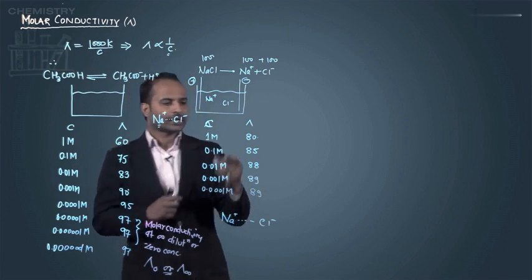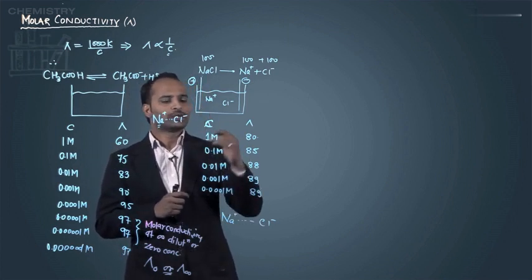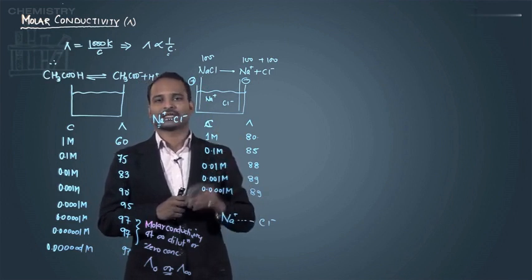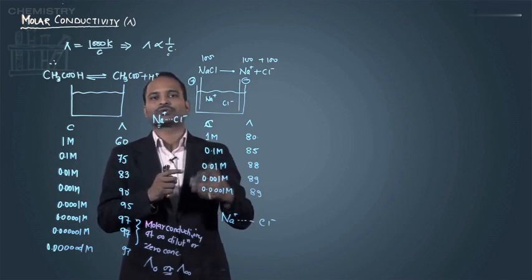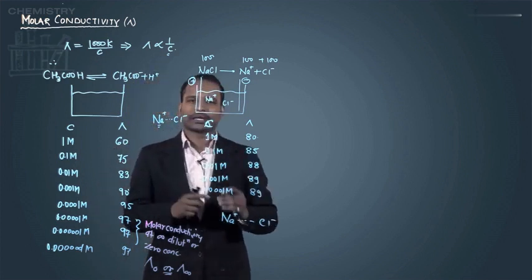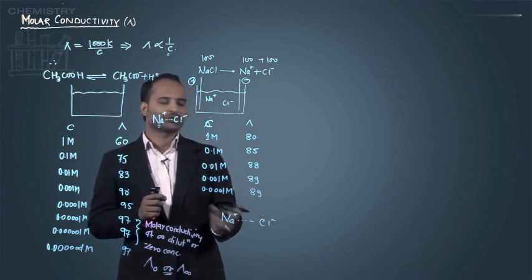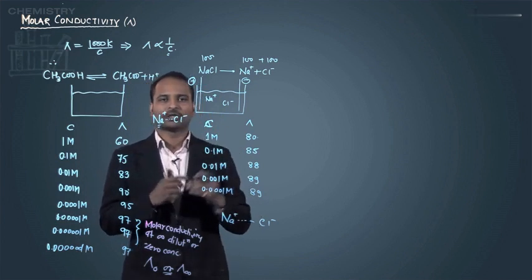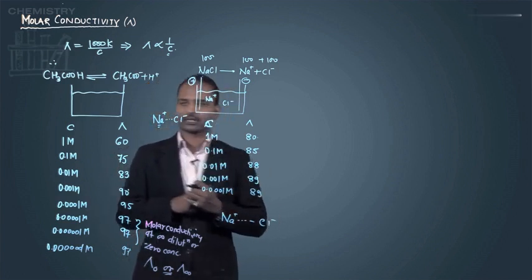So here I can say that in case of NaCl also, on dilution the lambda value goes on increasing, and the reason for that increase in the lambda value is not dissociation, like more dissociation occurring, but that the weak force of attraction between the ions gets weaker and weaker, due to which they move faster, that means the conductivity increases.